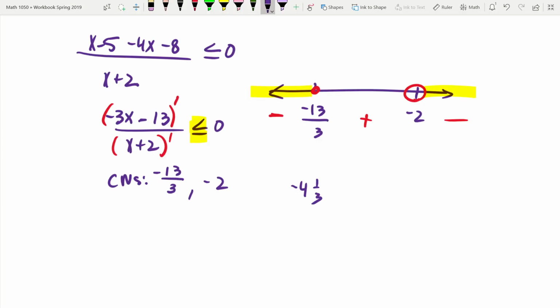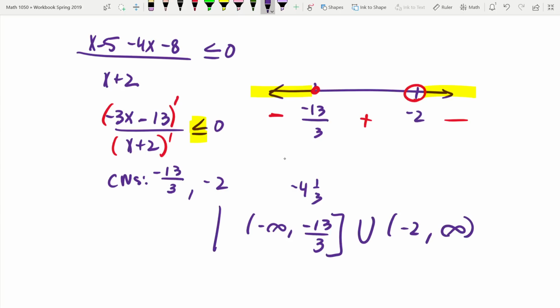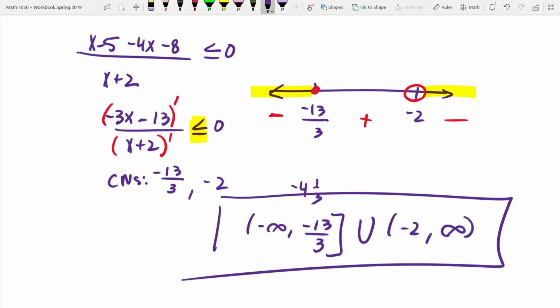They usually like you to answer in interval form, so the answer is negative infinity to negative 13/3 with a bracket, union, and then negative 2 to infinity. If you forget the union symbol, they're going to take off a lot of points.